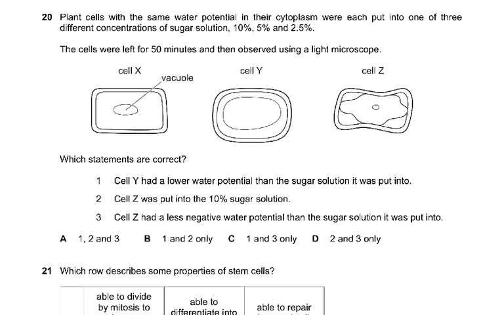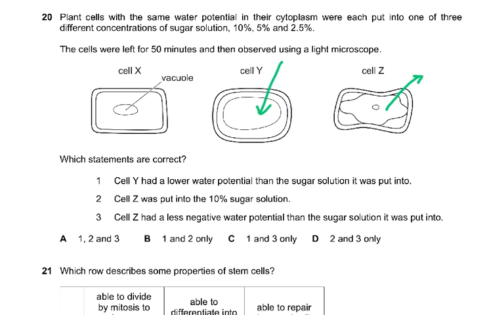Cell Y has a lower water potential than the sugar solution it was put into. Yes, because water has moved in from a higher water potential to a lower water potential into the cell. The cell has become fully turgid. Cell Z was put into a 10% sugar solution. Yes, because water has moved out, so it must be a very concentrated sugar solution. So water has moved out and it has plasmolyzed.